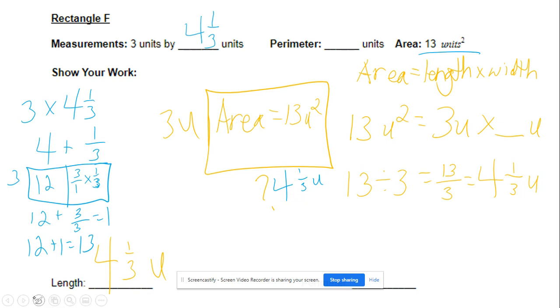And now we just need to find the perimeter. Remember, to find the perimeter, we just have to add up all the side lengths.